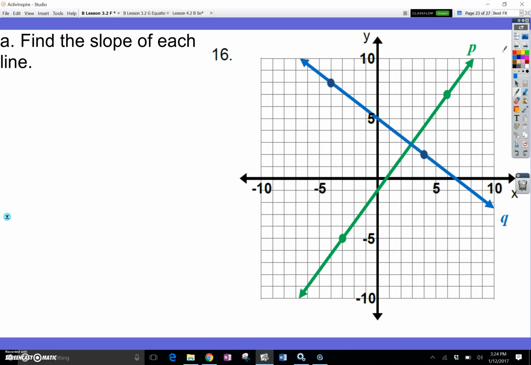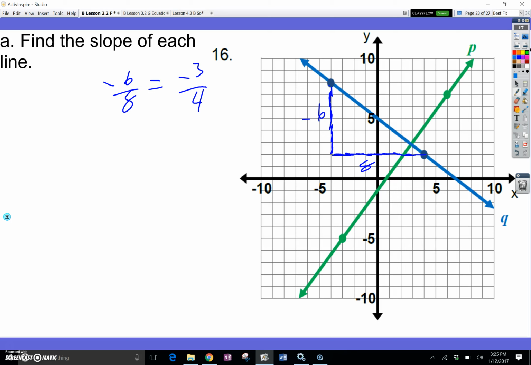Now these, they look like perpendicular lines. So let's just double check to make sure they have the opposite reciprocal. So I'm going to go down 1, 2, 3, 4, 5, 6. I'm going to go over 1, 2, 3, 4, 5, 6, 7, 8. So I have a slope of my blue line, which is negative 6 over 8, which reduces to negative 3 over 4. Now the green line, the slope should be positive 4 over 3.